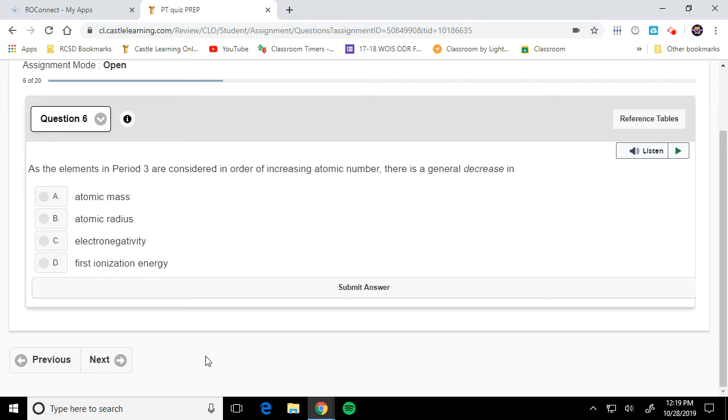As elements in period 3 increase in atomic number, what is a general decrease? So which of these things is going down? Well, this is something, honestly, on the test, you might have to look up if you don't know. Okay, so period 3, I'm going to pick Na, which is element number 3, and I'm going to pick Cl, which is element number 17. Okay, well, their atomic masses are going from 23 to 35. So is that decreasing? No.